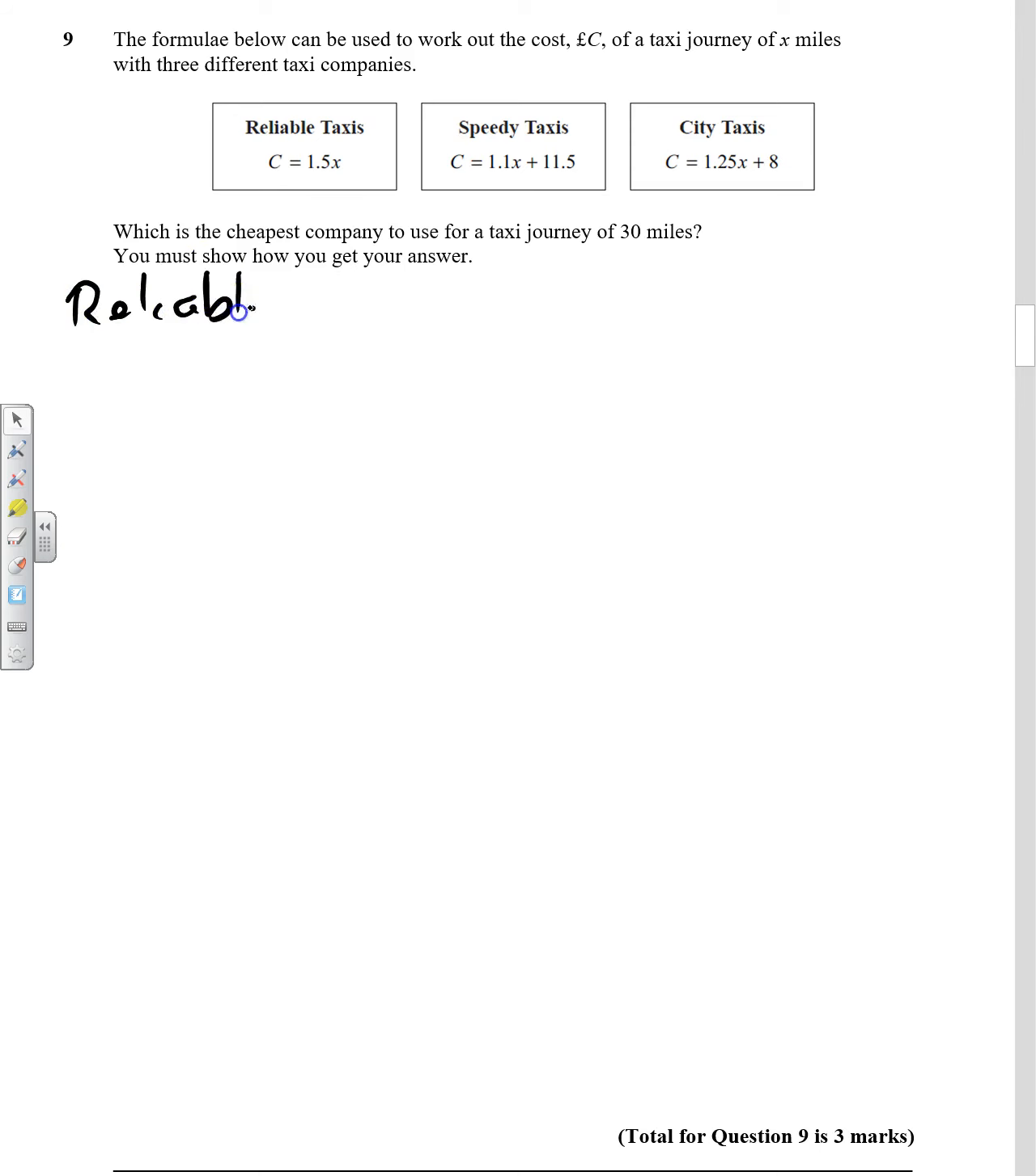We're doing Reliable first. Now Reliable is 1.5 times 30. So we know we want 1.5 lots of 30. Well, we know half of 30 is 15. So we can add it on and we get £45. So Reliable is £45.